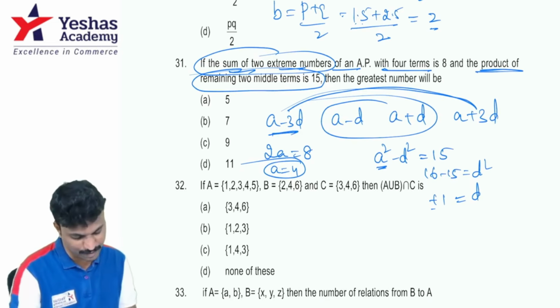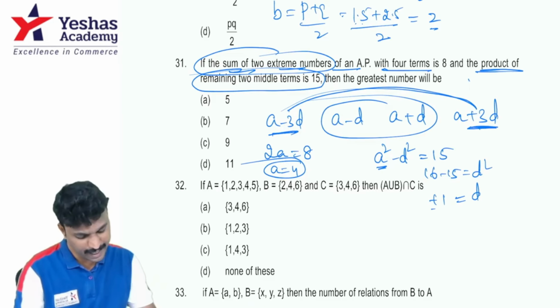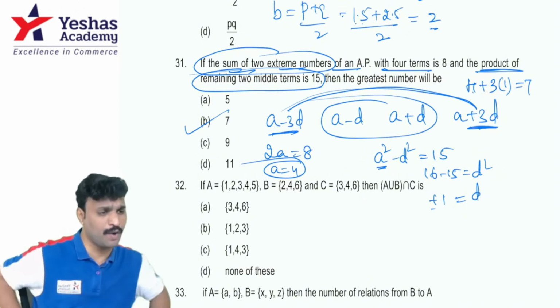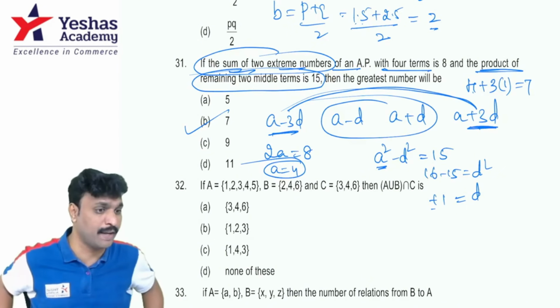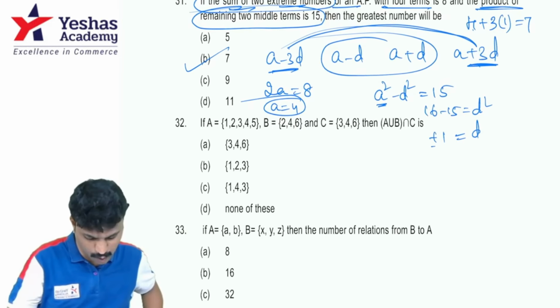Guys, actually they're asking us to find the greater number. What is the greater number? A plus 3D. A is 4 plus 3 into D value, which is 1. So 4 plus 3 is 7. Option B is the right answer. We need not take minus 1. If you take minus 1, 4 minus 3 is 1. 1 is not among the options.